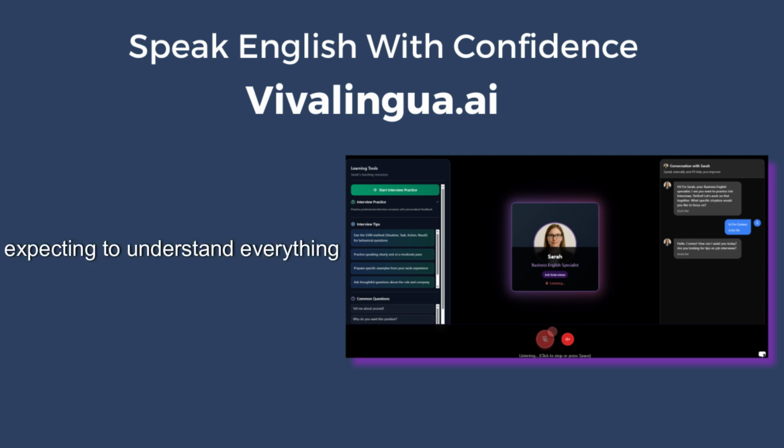Third mistake: expecting to understand everything immediately. Language learning is gradual, and listening skills take time to develop. Celebrate small victories. Understanding the main idea is a huge accomplishment, even if you miss details.